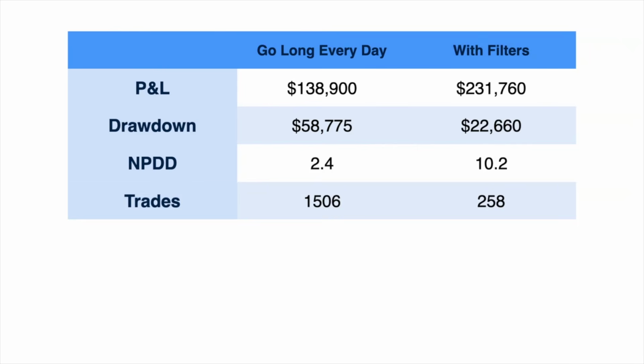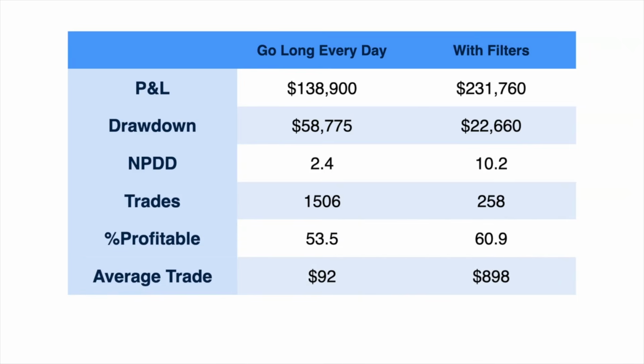If we can create more money with fewer trades, that is something I am interested in. The percent profitable went up from 53 or 54-ish around to 61. And of course, we have the average profit per trade going from about 92 to 898. And also, if you remember, when we did our market study with just going long every day, that $92 per trade didn't include slippage and commissions. And then finally, there's our compounded annual growth rate of 15.6 and 22.2.